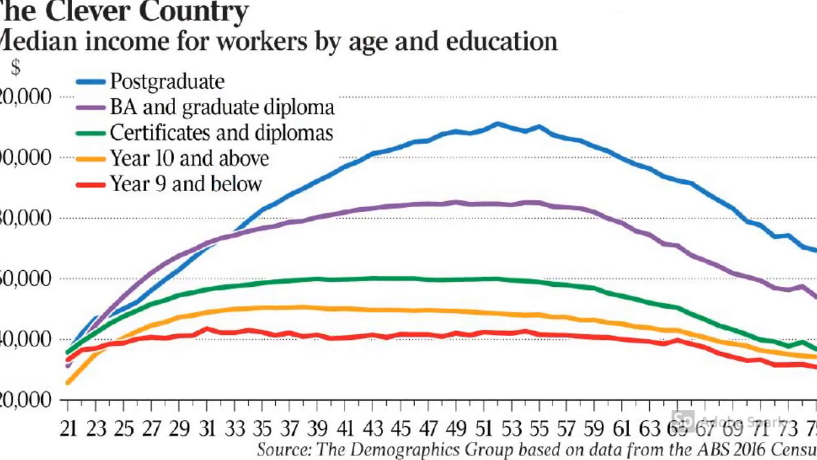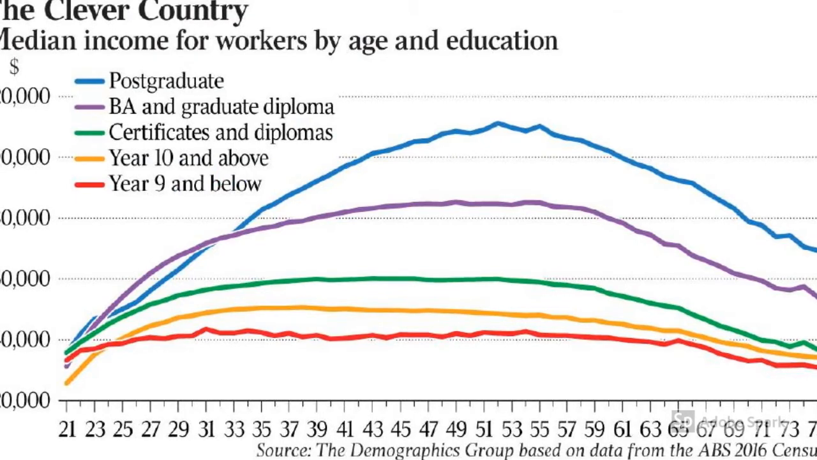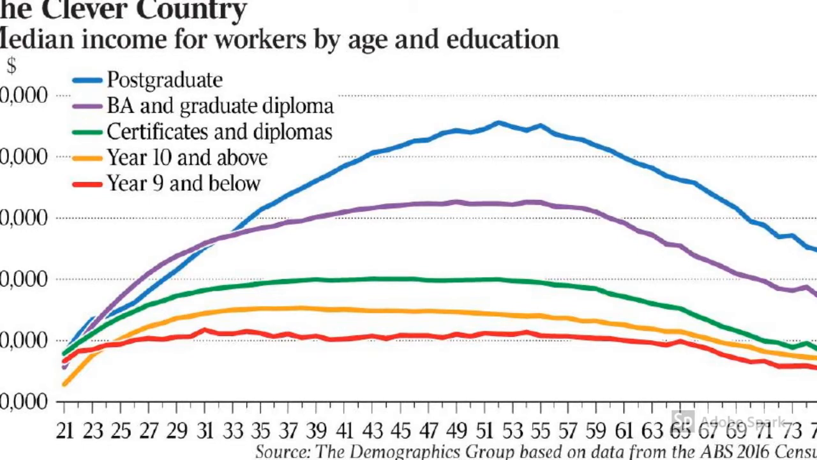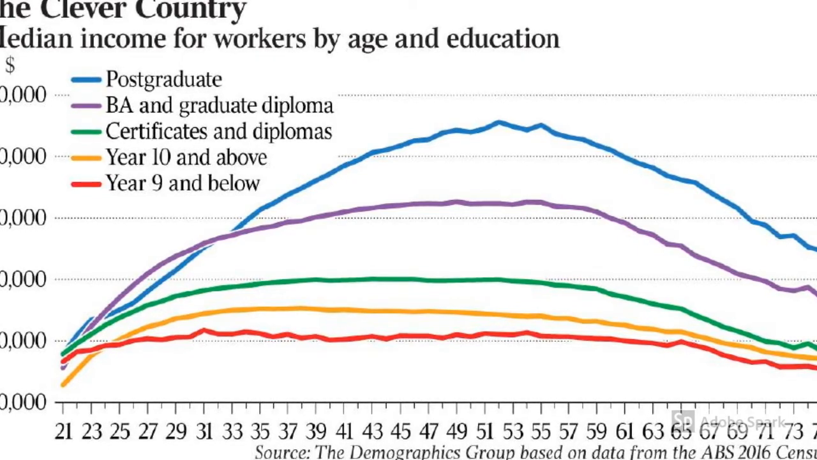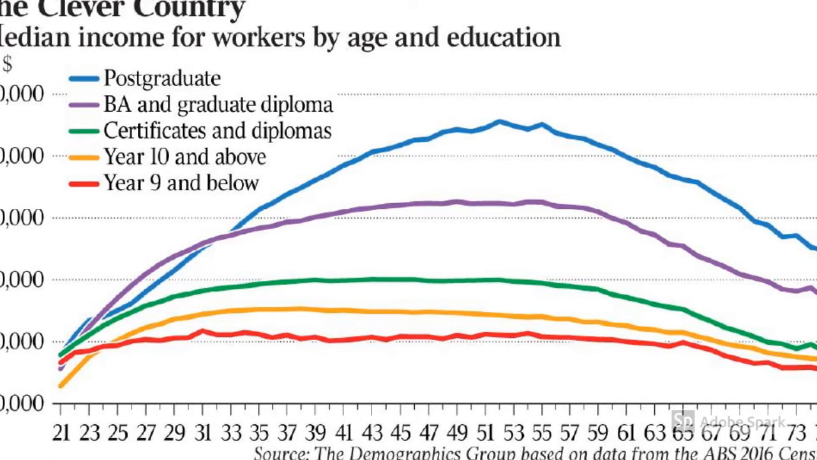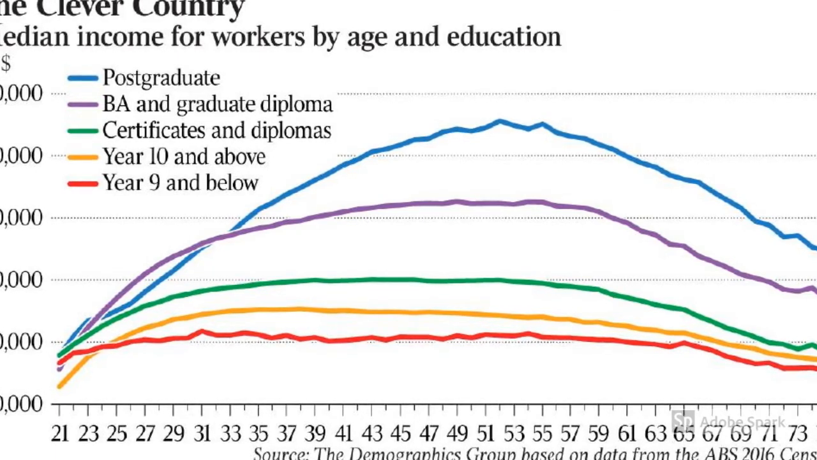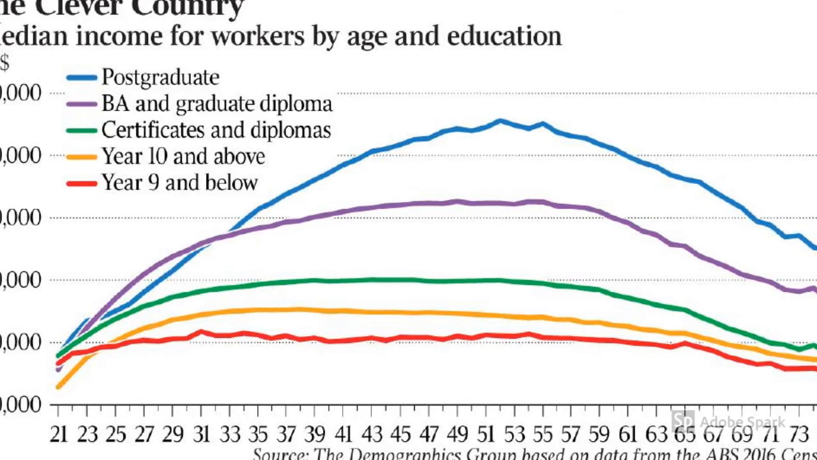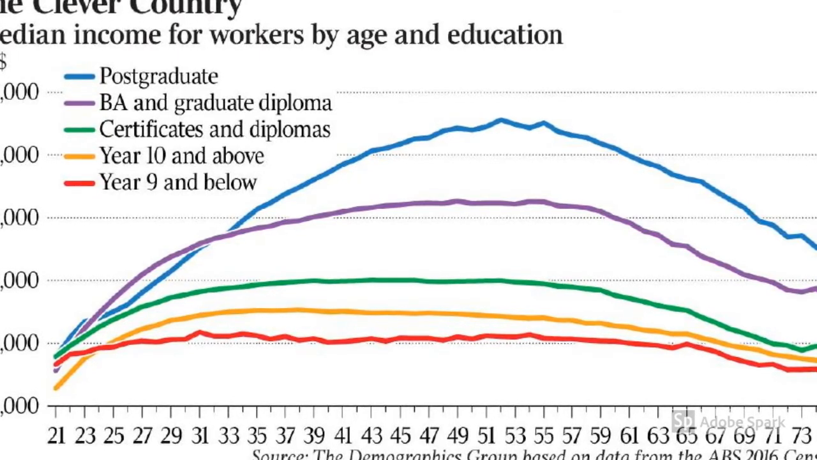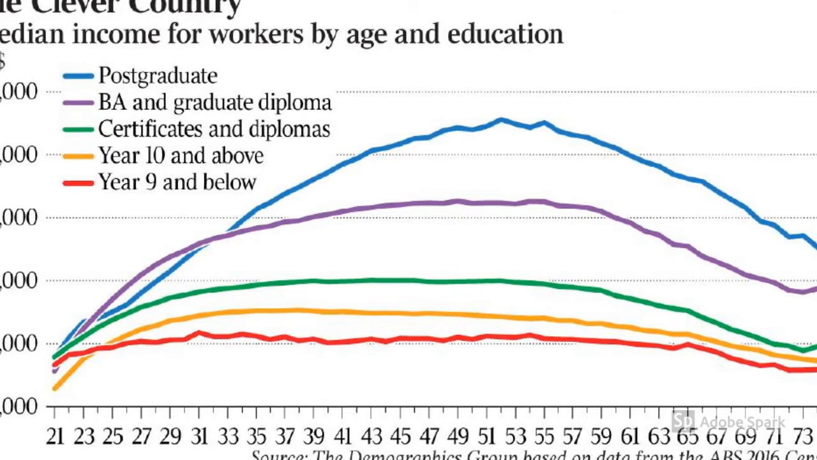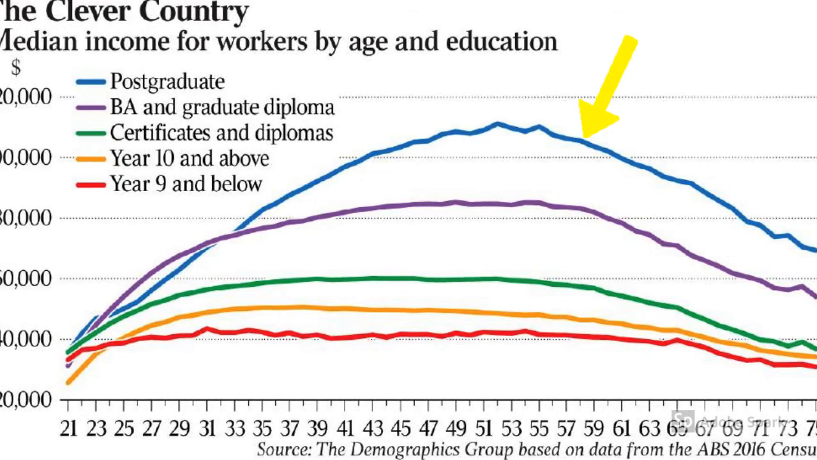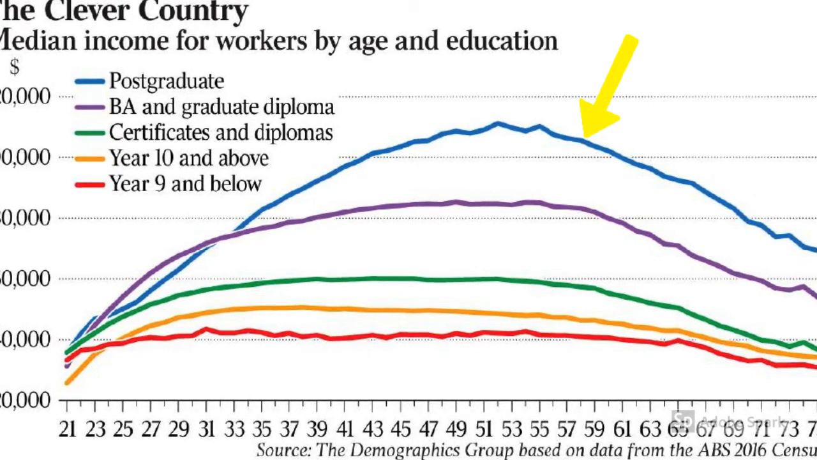This graph is a bit more complicated and has a few things going on. It is showing the median income for workers of different ages and education levels in Australia in 2016. Median is just the middle value of a group. It's like an average. So we can see income up the side and age along the bottom. Each different education level is shown by a different colour, and we are given a key. The blue line is workers with a postgraduate level education.